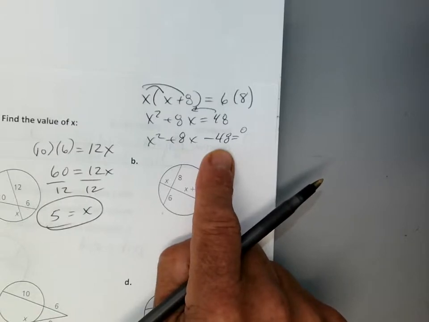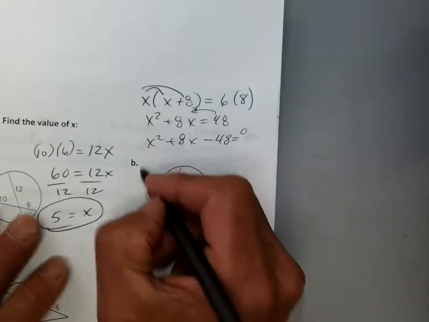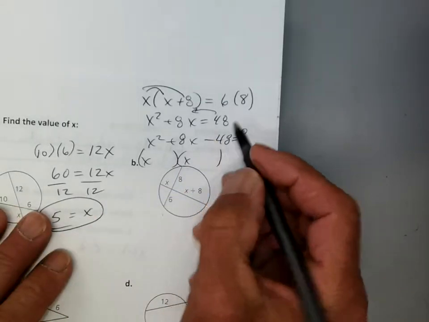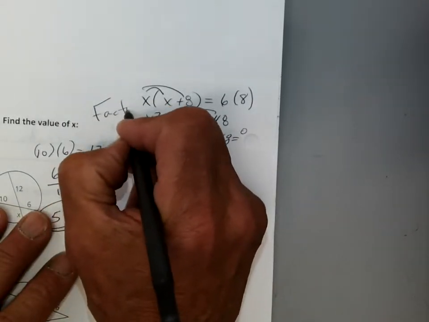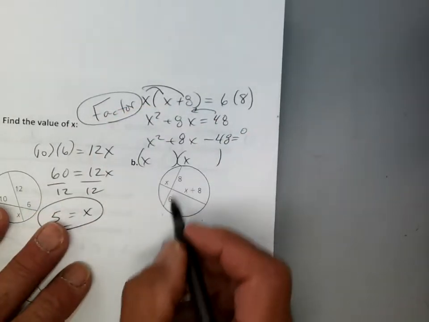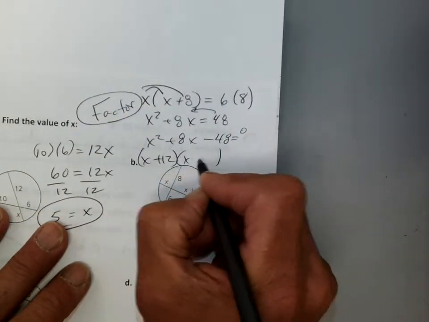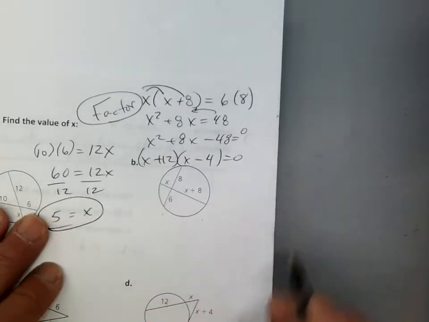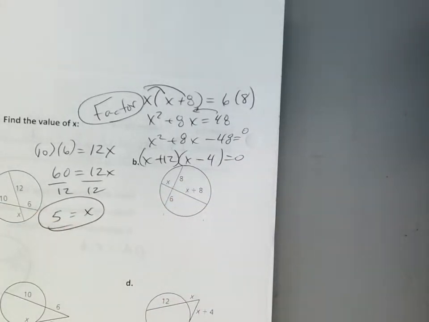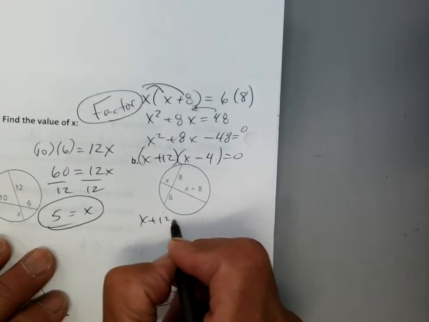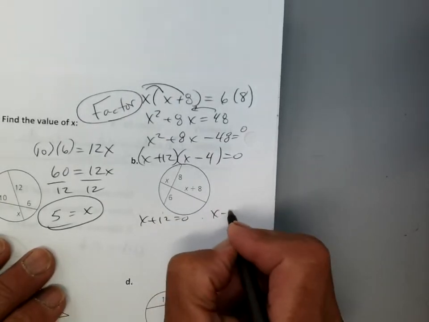Why am I saying 12 and 4? Because if I factor it, if I go x and x, right? We're going to have to factor. Remember factoring? So then I've got plus 12 and a minus 4, equals 0. If I get my mini equations, I get x plus 12 equals 0 and x minus 4 equals 0, right?